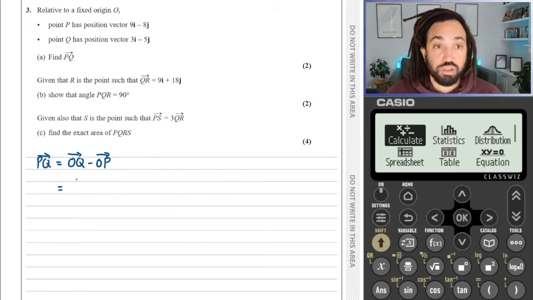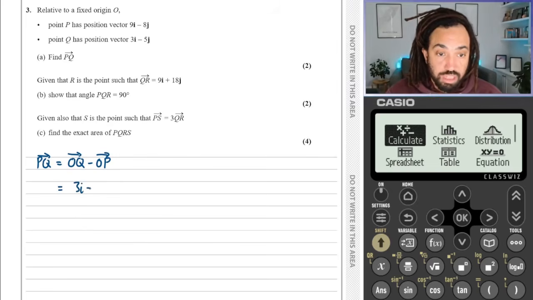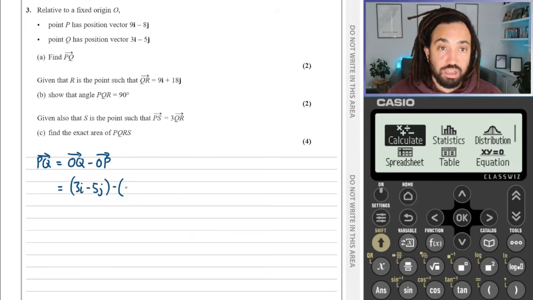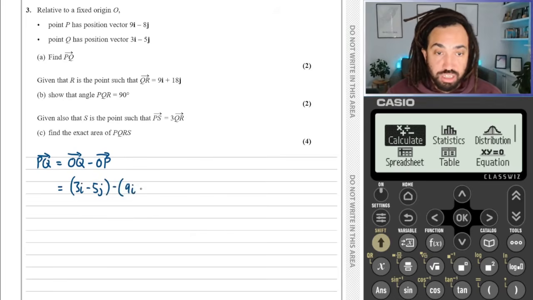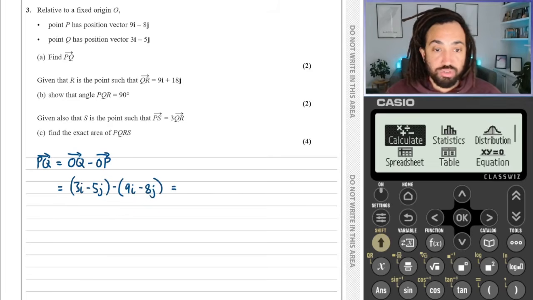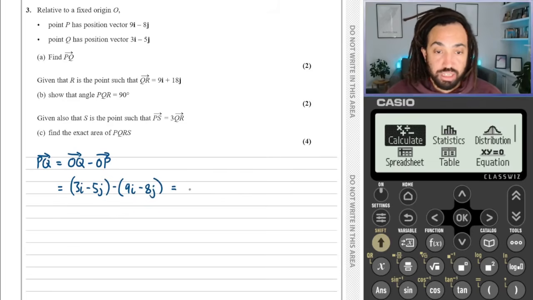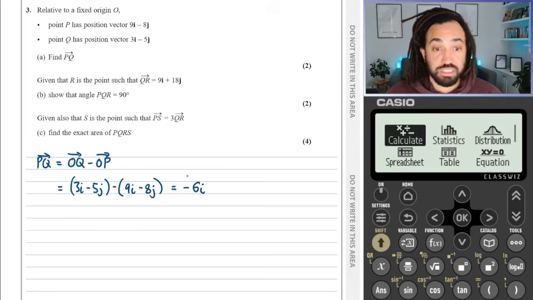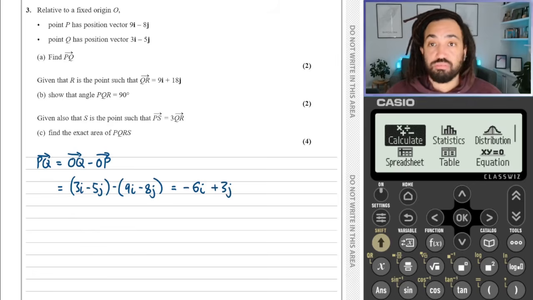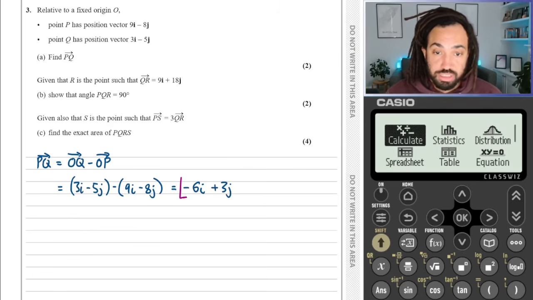So O to Q we know is 3i minus 5j. O to P is 9i minus 8j. So 3i minus 9i is minus 6i. And minus 5j minus 8j is the same as minus 5 plus 8, which is plus 3. Okay, great. That's that done.